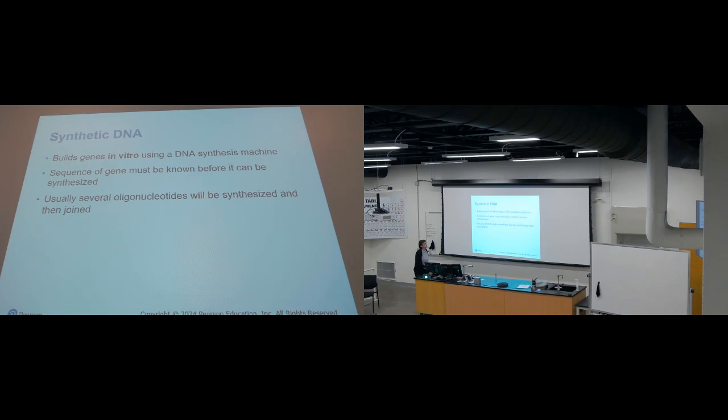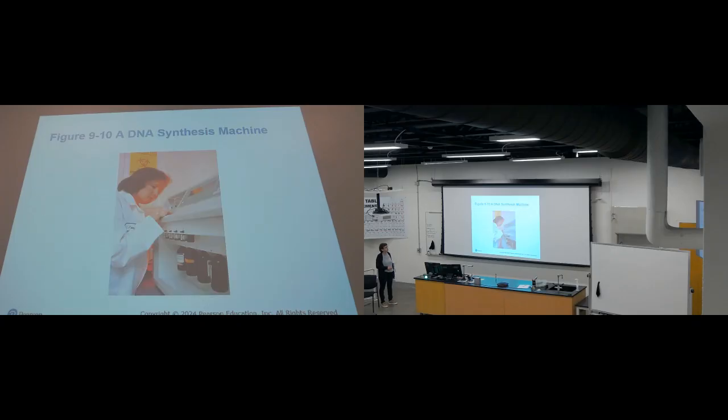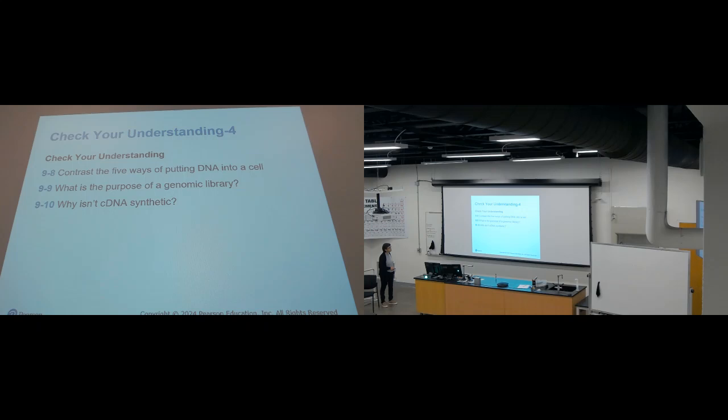Now you can also make synthetic DNA, which is basically making a gene in vitro using a DNA synthesis machine, in which you have to know the sequence of the gene beforehand, of course, and you will have all your oligonucleotides, just like if you were doing a PCR, that will be synthesized and joined according to how you add them into this machine. So this is a DNA synthesis machine.